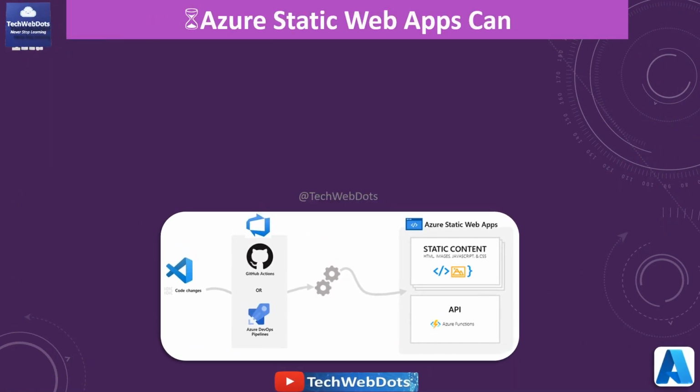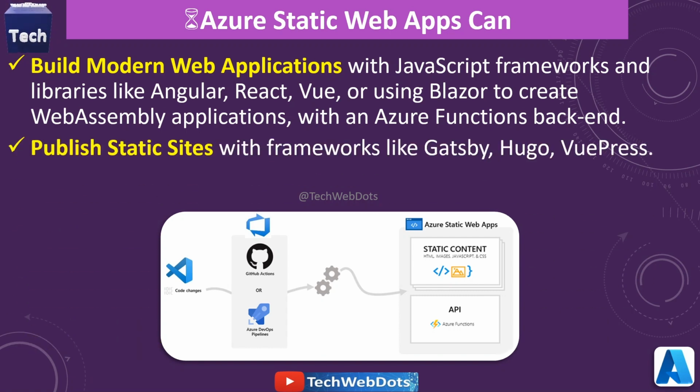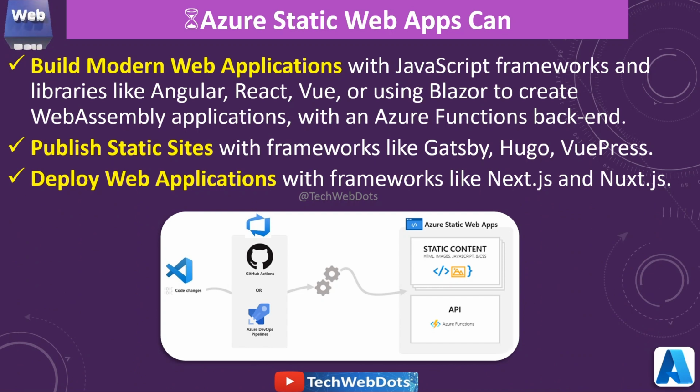Okay, so let's move ahead. Overall, what can Azure Static Web Apps do for you? They can build modern web applications with JavaScript frameworks and libraries like Angular, React, Vue or Blazor. There are more, but we will discuss them in our next session. To create WebAssembly applications with the Azure Functions backend. So this is completely possible. We can publish a static website framework like Gatsby, Hugo or VuePress, right? And we can deploy web applications with frameworks like Next.js and Nuxt.js.